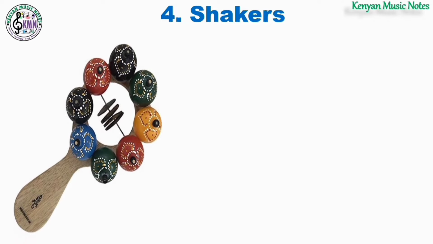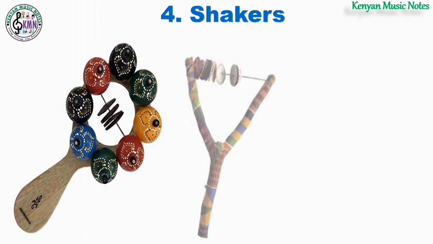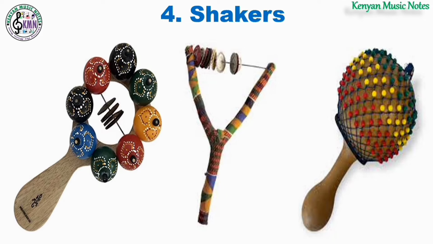The next non-melodic percussion instrument is the shaker. Now, the shaker is the most common instrument that we know. The first shaker over there, the one with the Y-shaped stick, is the maracas. Maracas are usually found in twos.